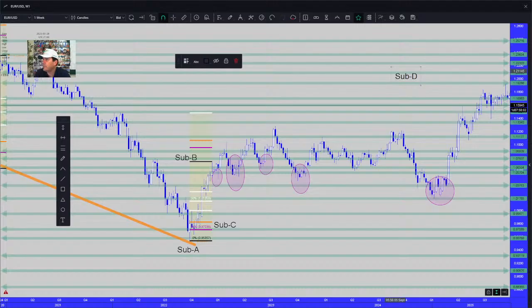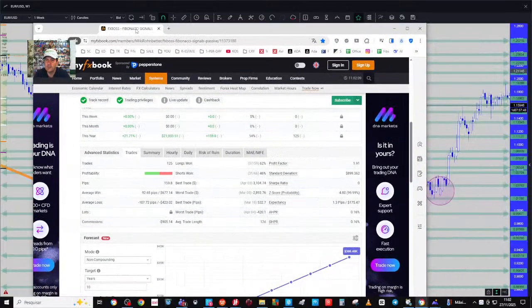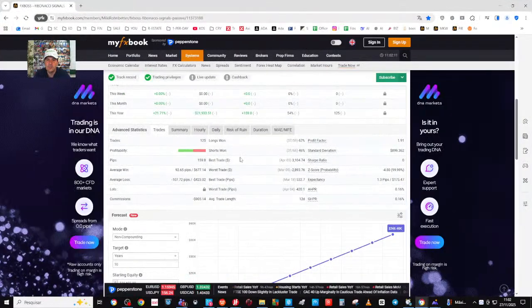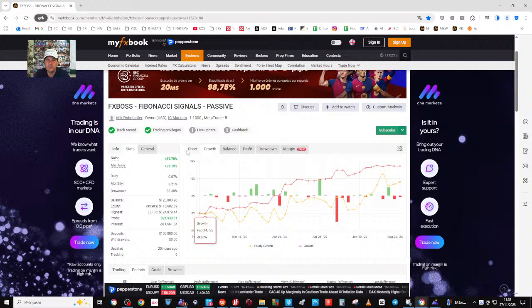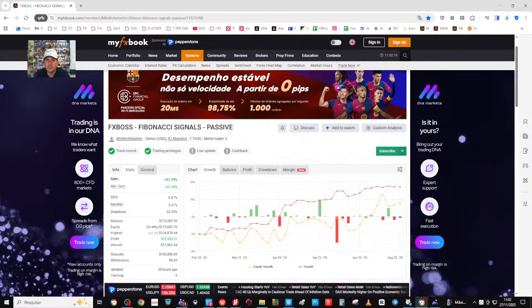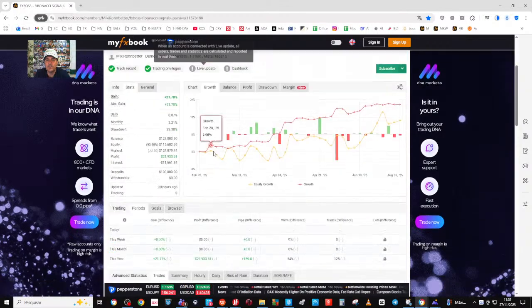Give me a second. Marcos is asking if I can show some results. Sure. I see markets. No, I didn't enter any more trades, everybody. So this is here, everybody. This is the Fibonacci set and forget, alright? FX boss, Fibonacci signal, passive, talking about set and forget strategy.